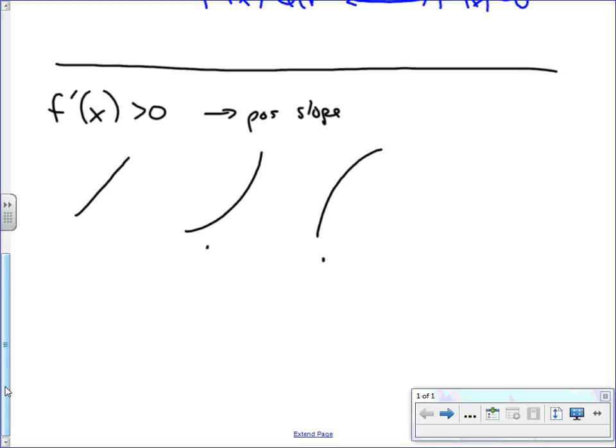Okay, you should have learned some language last year to describe the difference in how these two look. Does anybody remember? Concave up and concave down. We're going to come back to that in a few minutes.